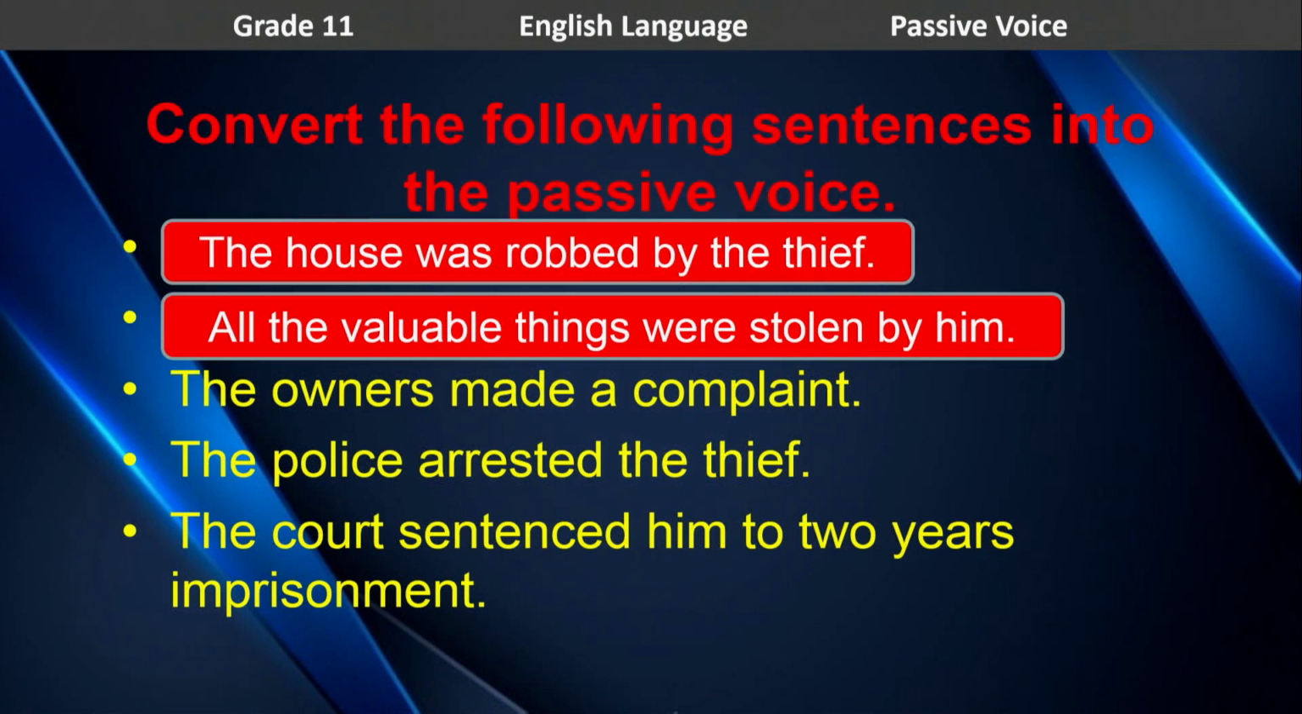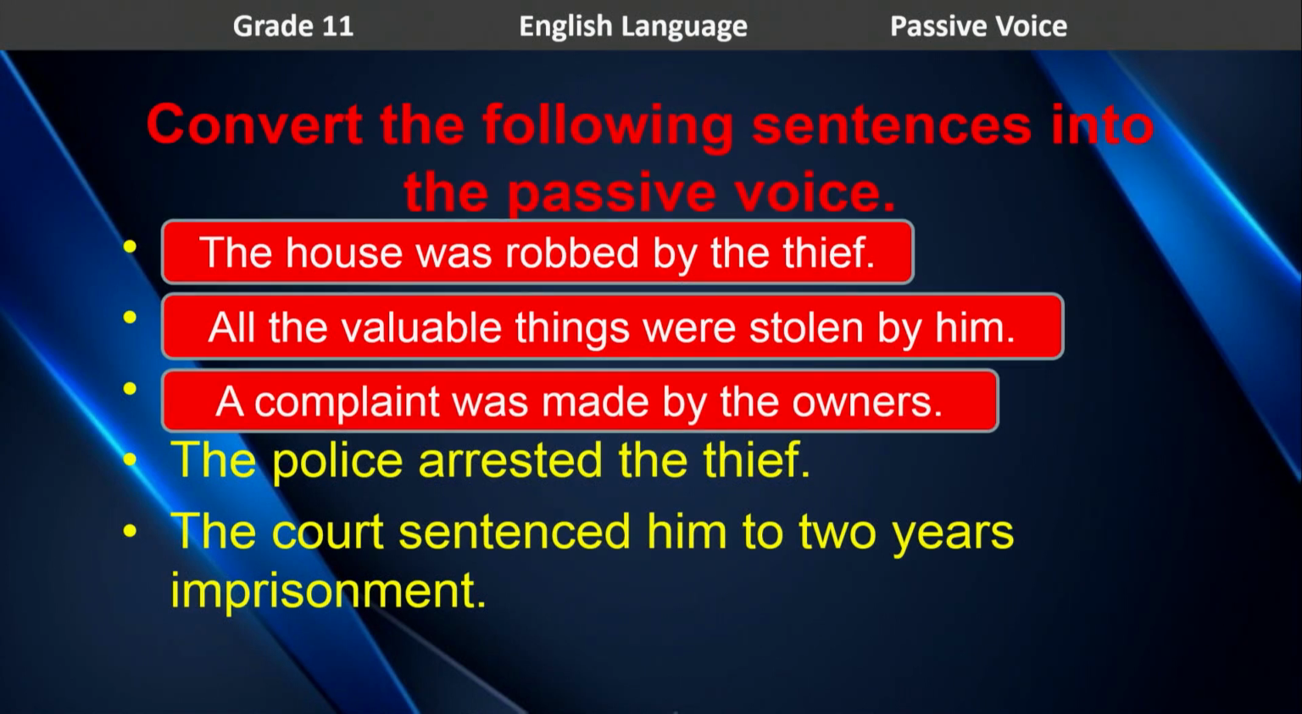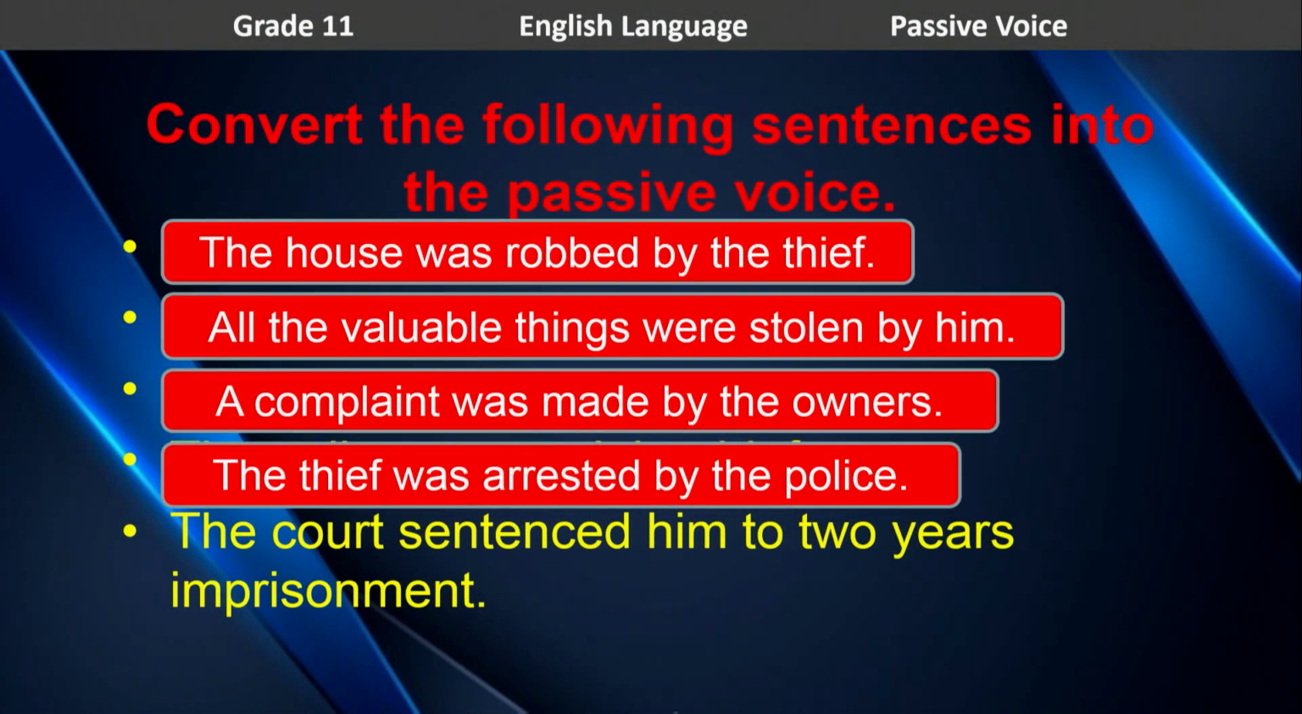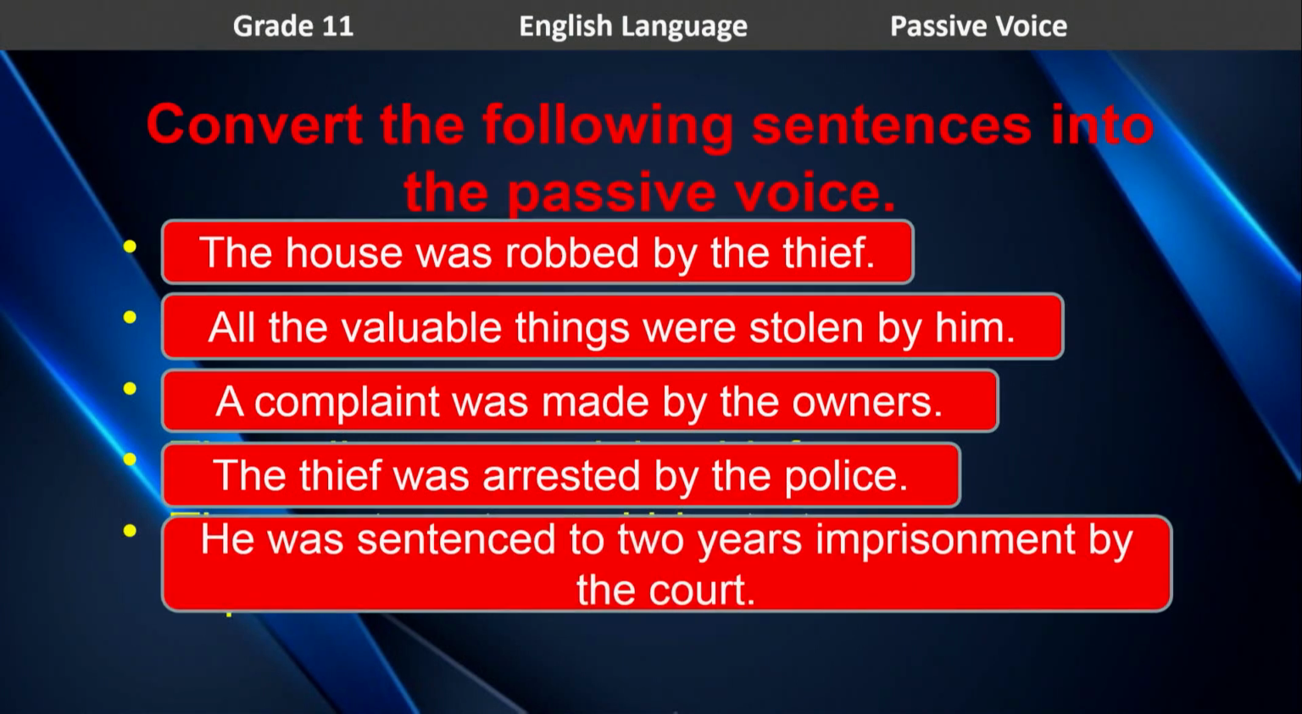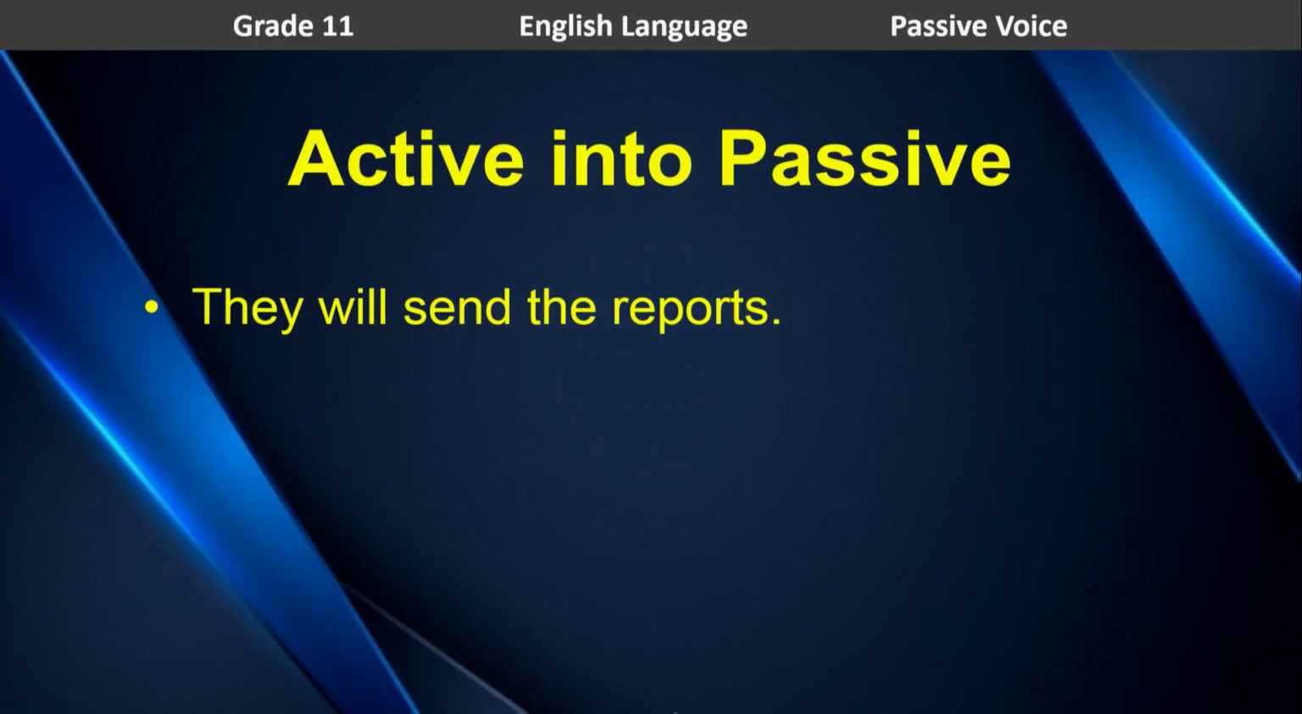The owners made a complaint. A complaint was made by the owners. The police arrested the thief. The thief was arrested by the police. The court sentenced him to 2 years imprisonment. He was sentenced to 2 years imprisonment by the court. Of course, it's quite easy, I suppose. Yes. Right?